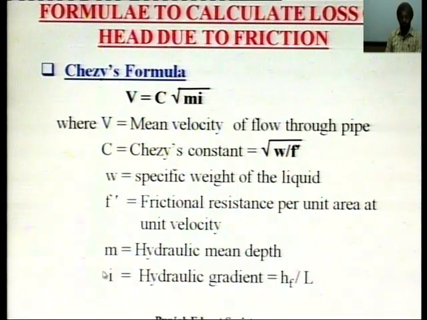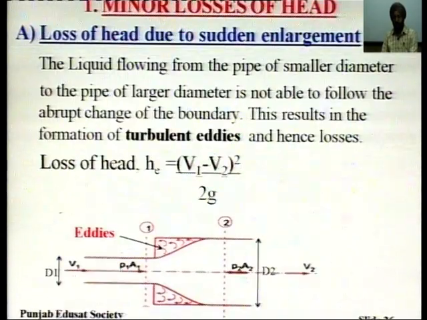So if we put the value of i here, hf upon L, and keep hf on one side, we can very well calculate the value of this hf if we know all other parameters. So this is the second formula to calculate the loss of head due to friction. So this is all regarding the major loss, the loss due to friction.